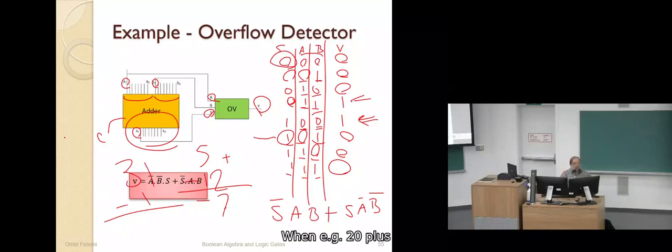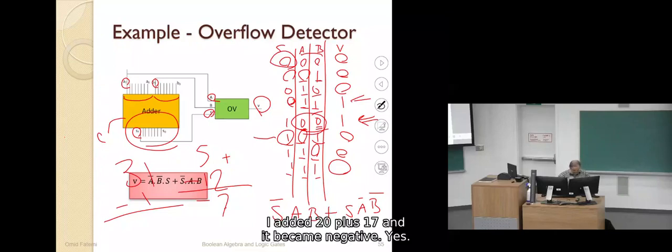Sometimes we have overflow. For example, 20 plus 17, then this is the case. Two positive numbers get a negative result. I showed you, I added 20 plus 17 and it became negative.